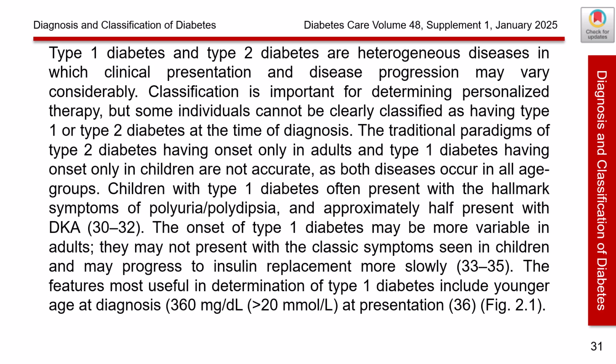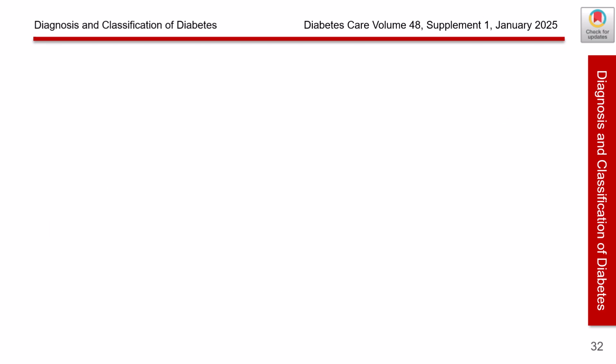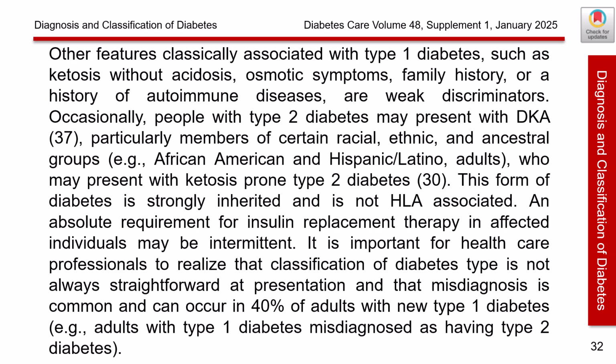The features most useful in determination of type 1 diabetes include younger age at diagnosis, 360 milligrams per deciliter, greater than 20 milligrams per deciliter at presentation. Other features classically associated with type 1 diabetes, such as ketosis without acidosis, osmotic symptoms, family history, or a history of autoimmune diseases, are weak discriminators.